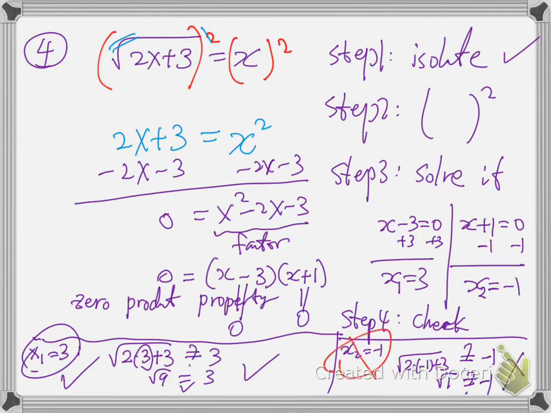So you have to delete this solution x2. The only solution is x1, number 3. So you have to drop negative 1. There are 2 solutions for quadratic equations, but there's only 1 solution for the radical equation. So let's look at one more example.